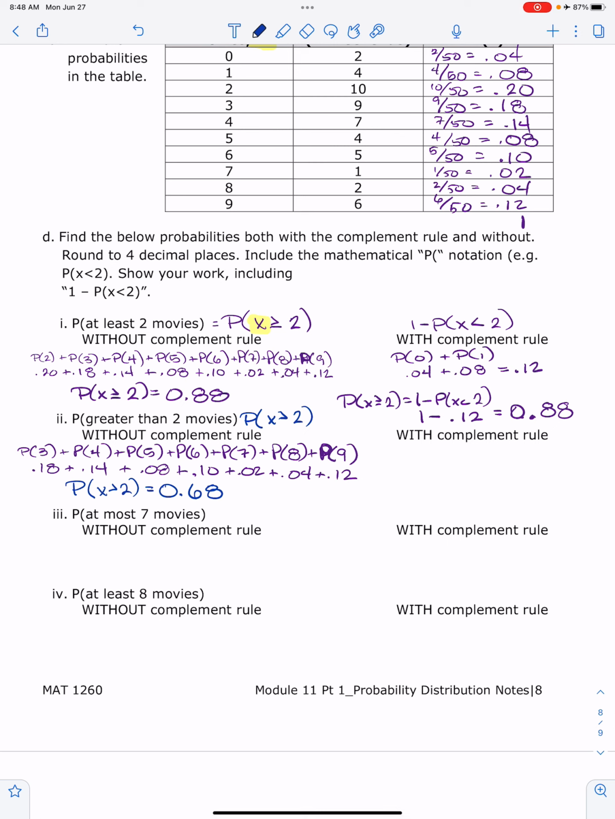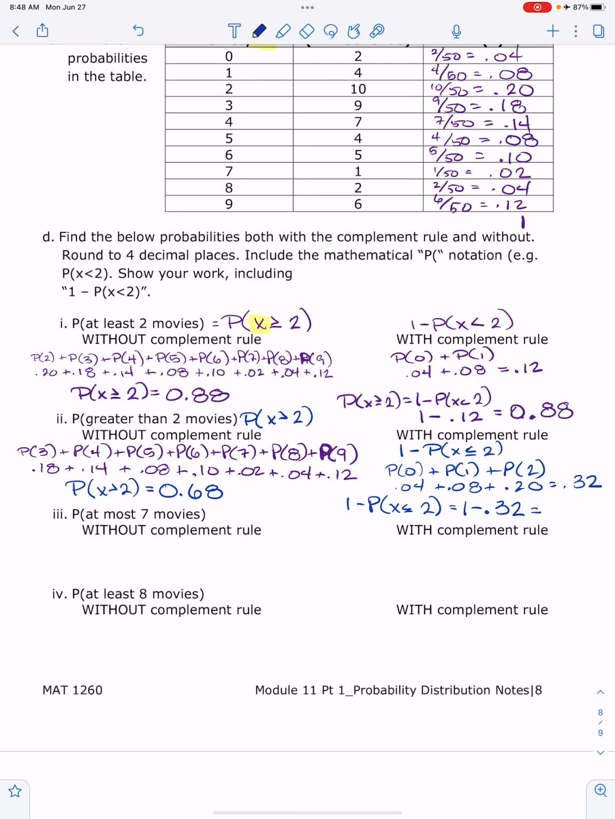With the complement rule, that would be 1 minus the probability that X is less than or equal to 2. Again, fewer things to add here. Probability of a 0, a 1, or a 2 movie weekend. I get 0.04 plus 0.08 plus 0.20, which is 0.32. So 1 minus the probability that X is less than or equal to 2 is 1 minus 0.32, and we get the 0.68 that we just saw a minute ago.